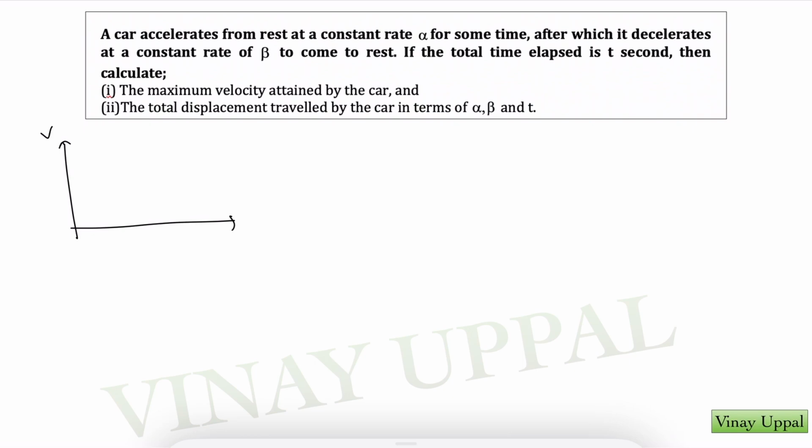So velocity versus time. The question says that the car starts from rest and accelerates at a constant rate of alpha, and after which it decelerates at a constant rate of beta. So it's uniform acceleration and uniform deceleration, which is why the VT graph consists of straight lines, and the total time elapsed is t.